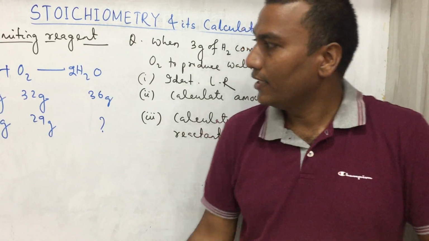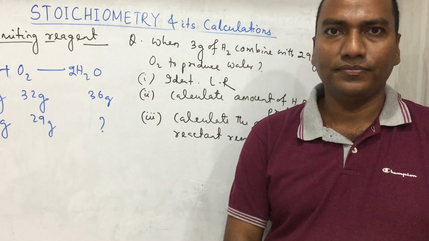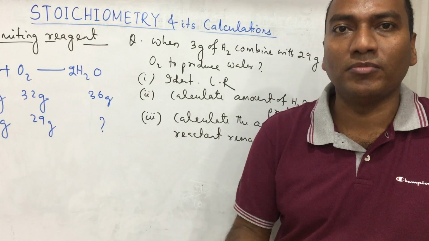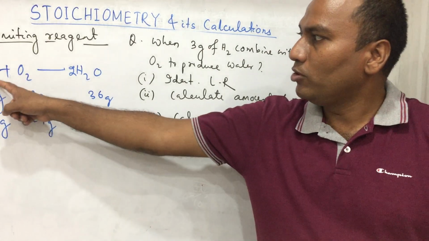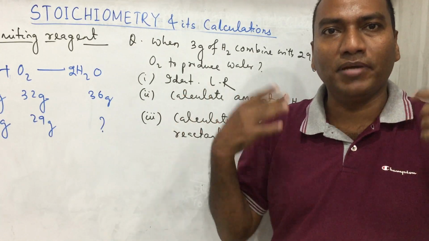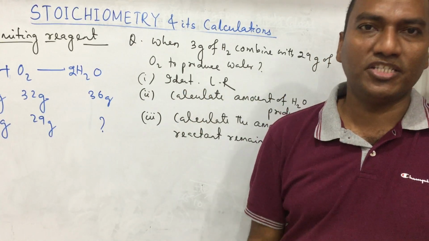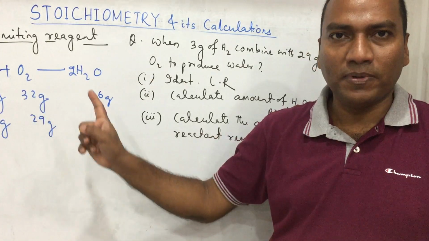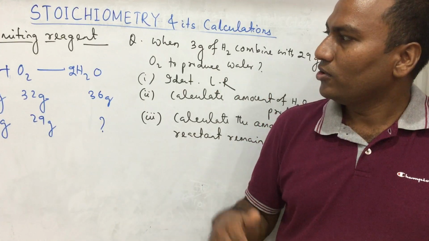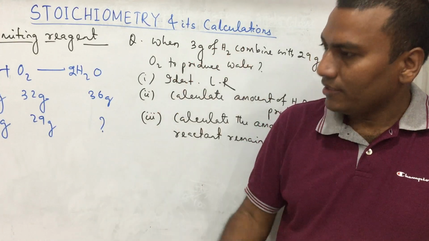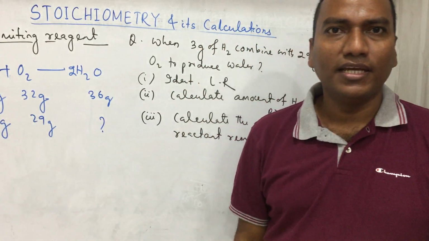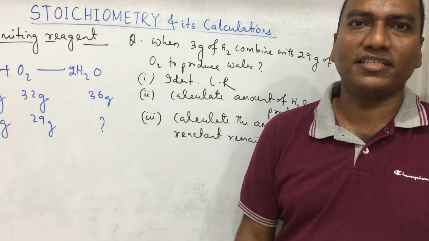Limiting reagent means out of the two reactants, one reactant will completely finish after some time. So between these two reactants, one reactant will be completely consumed, completely finished. This is called a limiting reagent. So out of this, definitely one is limiting, another one is definitely in excess. The one which is decreasing or completely consumed is called the limiting reagent, and the one which is in excess is called the excess reagent.